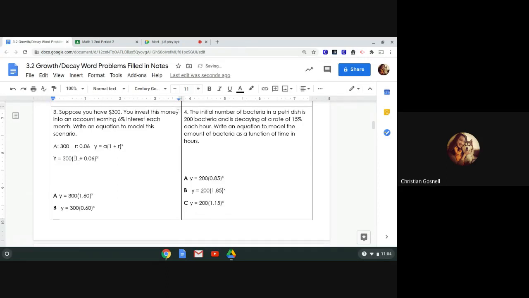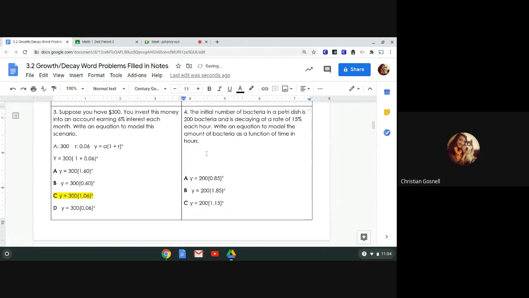Now, if I add that together, that would not be A. So let's see what the other answer choices are. Don't pick D because that's a decay. We're going to pick C, because if I take 1 plus 0.06, that simplifies to what's inside the parentheses of C.